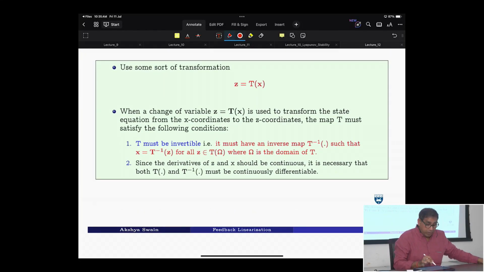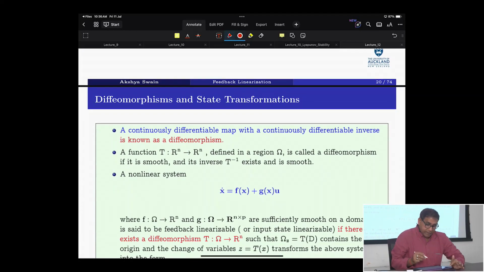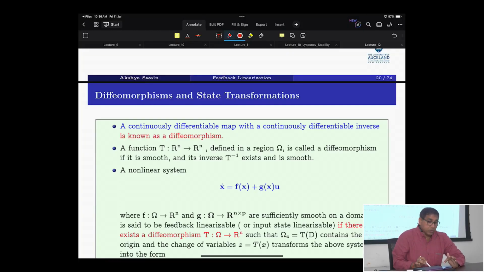When a change of variable z is equal to Tx is used to transform the system because I want to put it in that form, T must be invertible. It must have an inverse map, x is equal to T inverse z. Since the derivatives of z and x should be continuous, it is necessary that both T and T inverse be continuously differentiable. A continuously differentiable map with a continuously differentiable inverse is known as a diffeomorphism. This is all in geometric control theory. Feedback linearization comes under the area of geometric control theory.